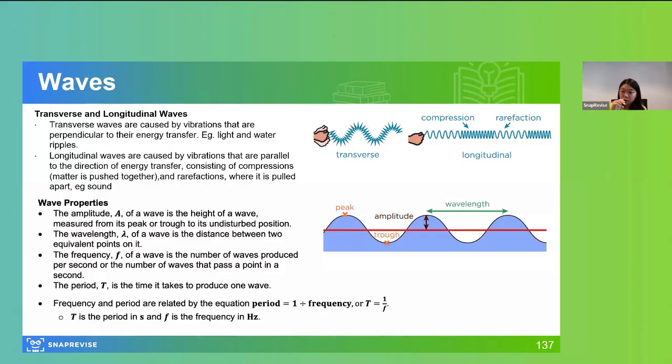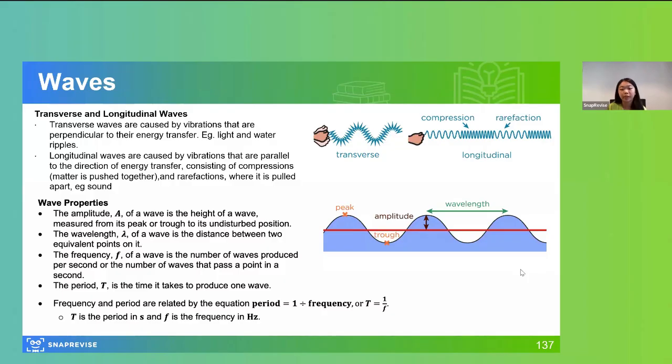It's also quite easy to differentiate the two based on their structure, as you can see on the top right. The transverse wave just looks like what you would typically think a wave looks like. A longitudinal wave has compressions and rarefactions. The rarefactions are the parts that are more loosely separated. Compressions are the parts that are closer together. Examples of transverse waves would usually be light or water ripples. Examples of longitudinal waves would be sound. That is the most classic example.